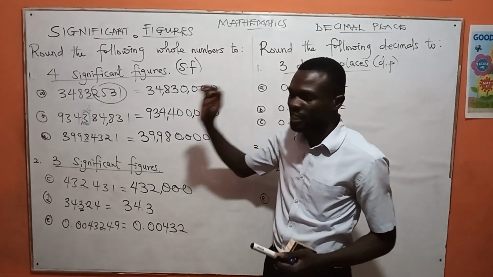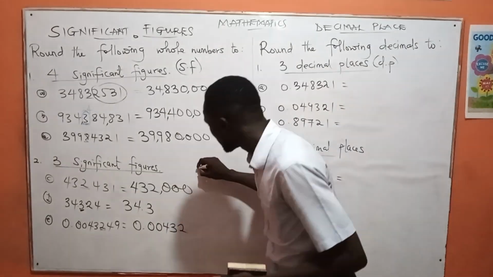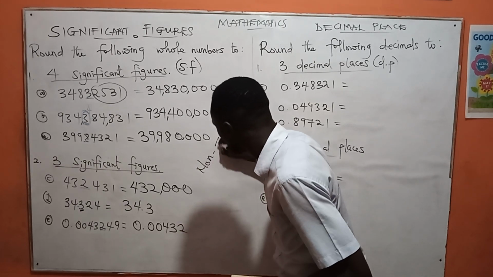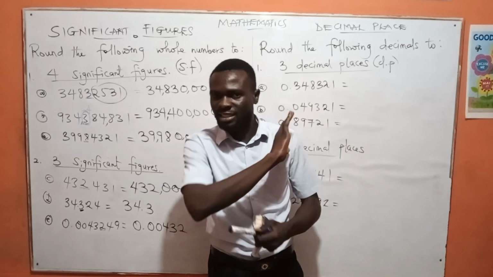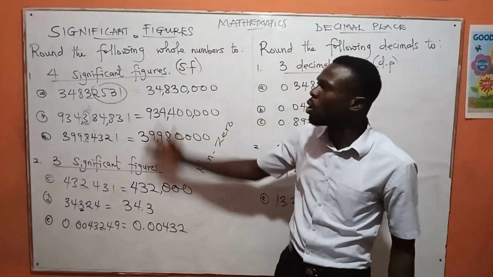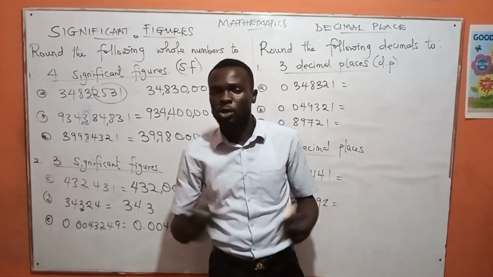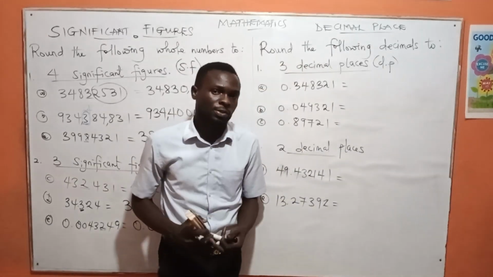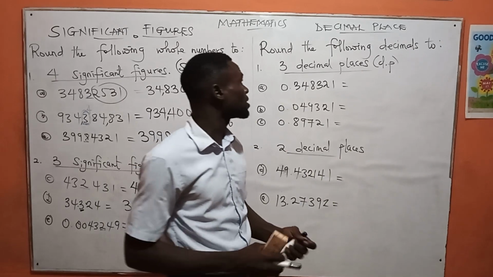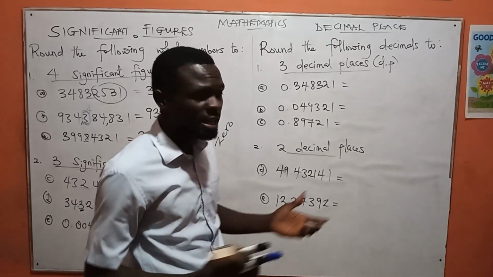Just know that with significant figures, we want the first non-zero digit, the first number that is not zero. For more, you can go through our previous videos, then you take the introduction from there. Now let's look at the last one for the day.